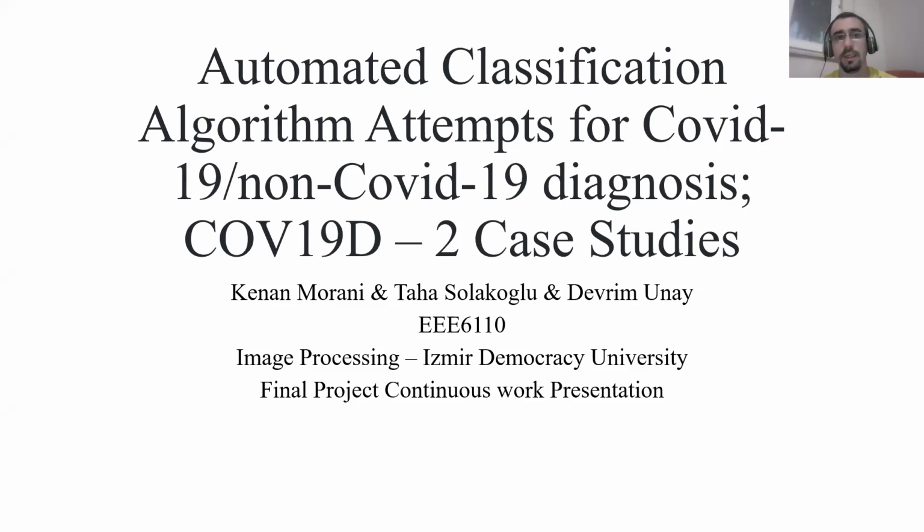Here, I'm recording the work, which is still in progress, that we've done regarding classification of COVID-19 images. The work is titled Automated Classification Algorithm Attempts for COVID-19 and Non-COVID-19 Diagnosis, mainly called COV-19D, with an international competition. I'm going to be presenting two case studies, and we were a team, which included me, Taha, and Associate Professor Devri Monai. Let's go ahead.